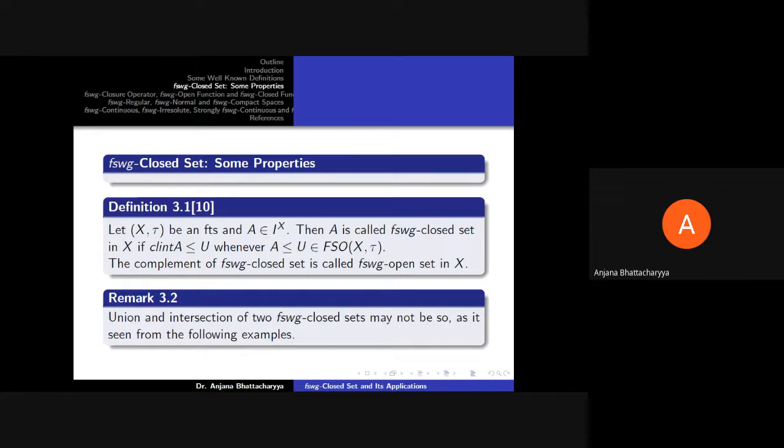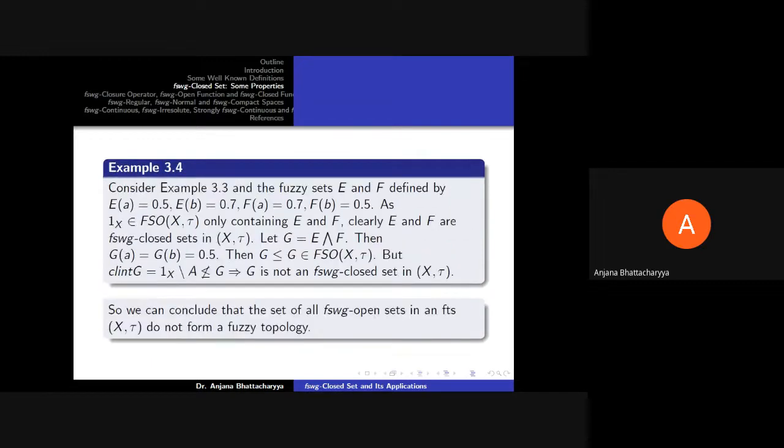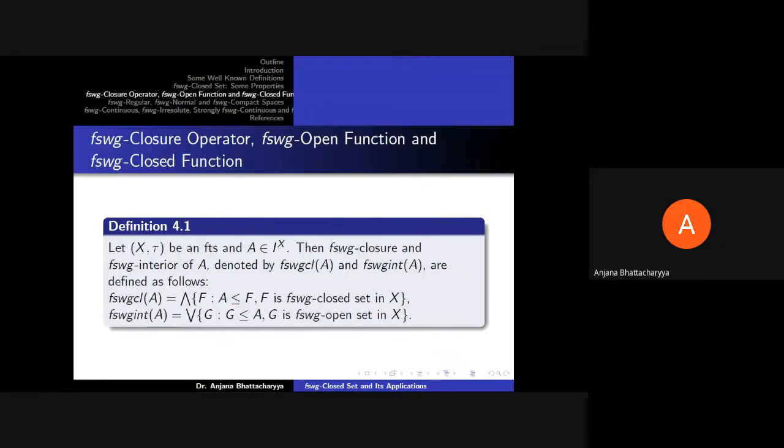Now we come to our main section. In this section, we first recall the definition of FSWG closed set. A fuzzy set A is called FSWG closed if closure of interior of A is less than or equal to U, whenever A is less than or equal to U, where U is fuzzy semi-open. The complement of an FSWG closed set is called an FSWG open set. An important remark is that the union and intersection of two FSWG closed sets may not be FSWG closed, as follows from two examples. So we can conclude that the set of all FSWG open sets may not form a fuzzy topology.